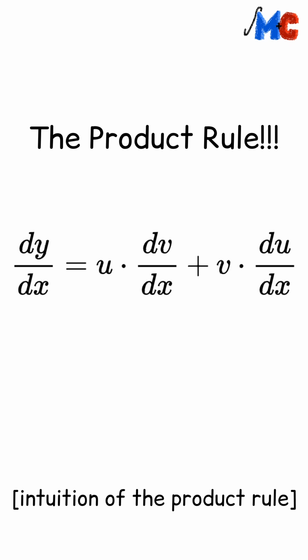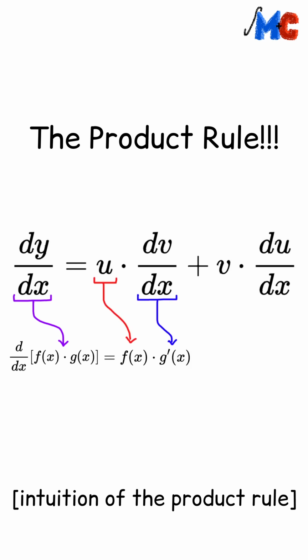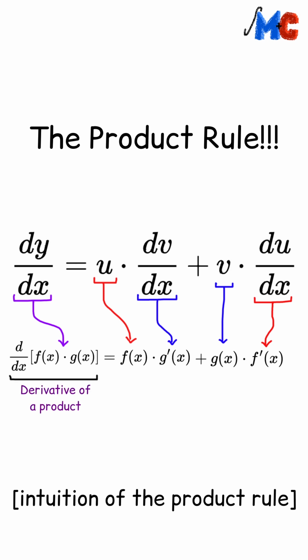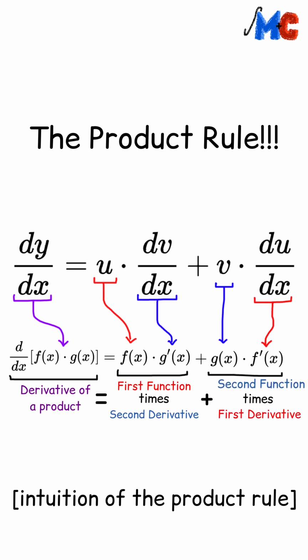It's often written in function notation as the derivative of f of x times g of x is equal to f of x times g prime of x plus g of x times f prime of x. And it really just states that for any function consisting of the product of two other functions, its derivative is equal to first function times the second's derivative plus the second function times the first derivative.